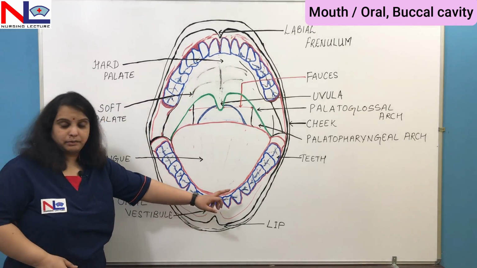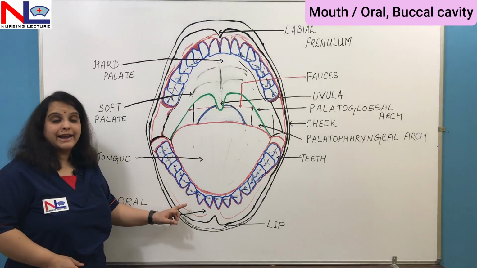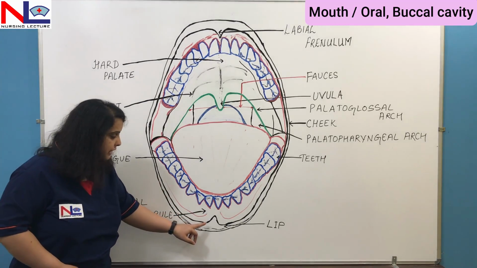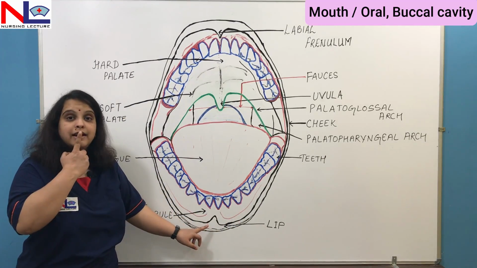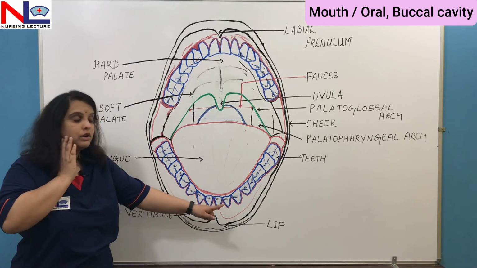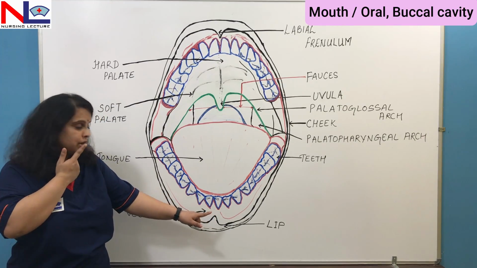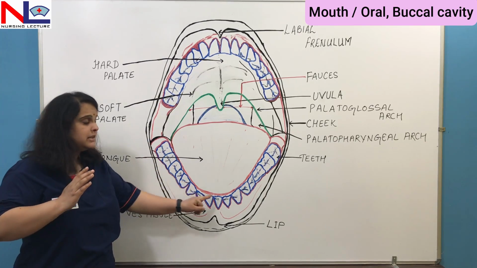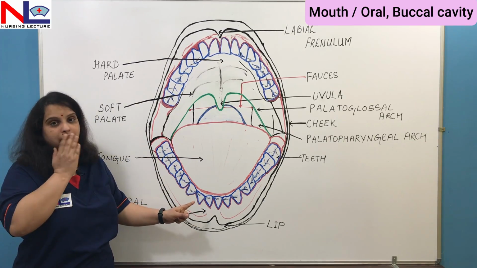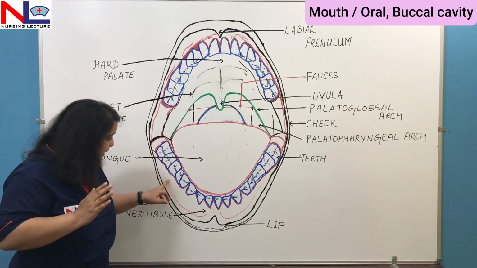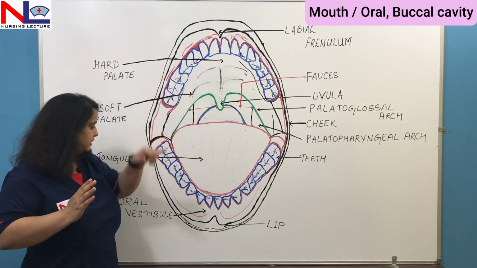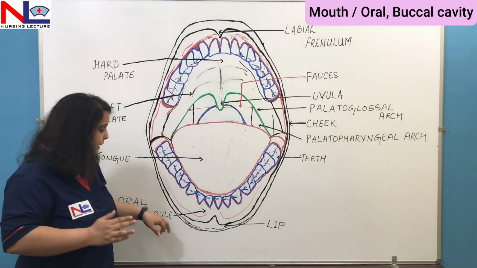The oral vestibule lies in between two structures. Anteriorly it is covered by the lip and cheeks, and posteriorly it is covered by teeth and gums. So you can imagine this is the whole space where the oral vestibule comes.